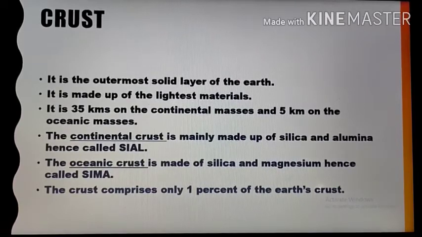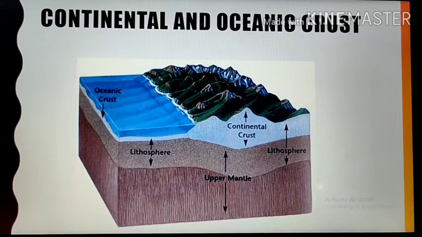The crust's temperature varies between 30 degrees centigrade at the surface to 1100 degrees centigrade at its deepest part. The crust is broken up into plates that move. These plates are called lithospheric plates. Now here is the figure of continental and oceanic crust. Over here you can see the oceanic crust, the lithosphere, upper mantle and the continental crust.